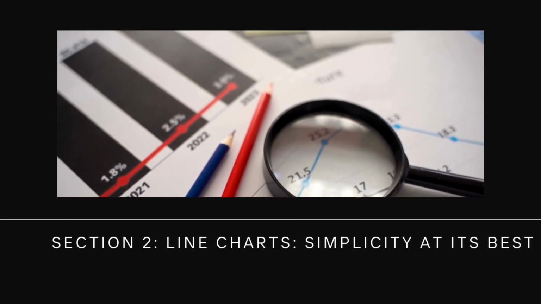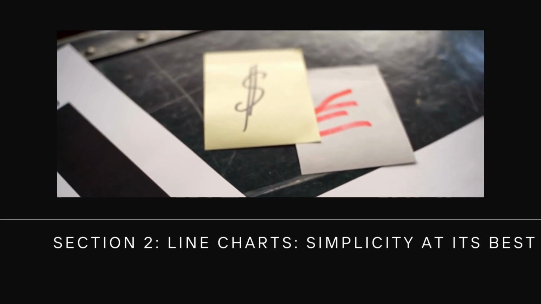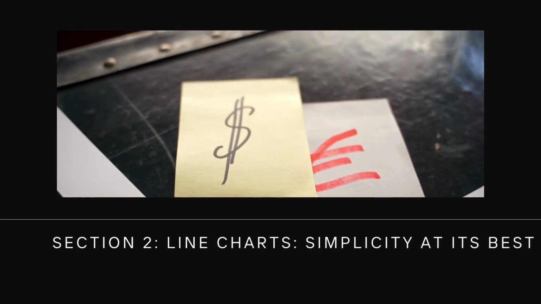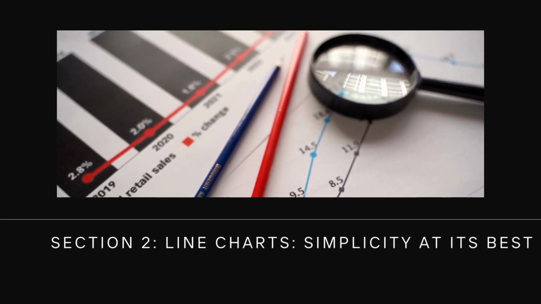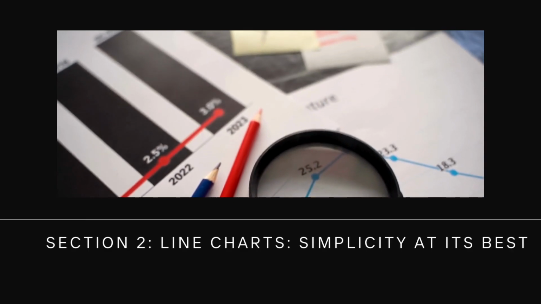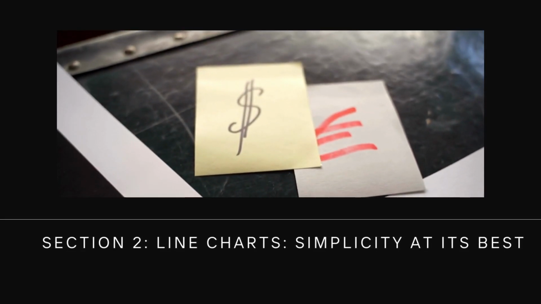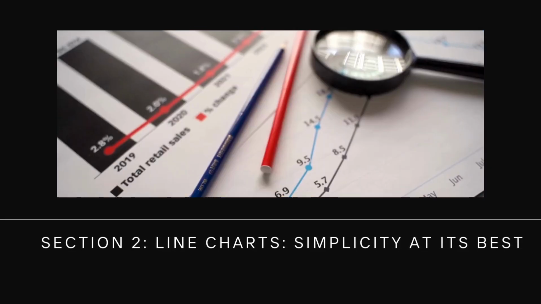Line charts, simplicity at its best. A line chart is one of the simplest types of price charts. It connects the closing prices of an asset over a set time frame with a line, offering a straightforward view of the overall trend. Key features: displays the asset's closing price over time. Ideal for identifying long-term trends.